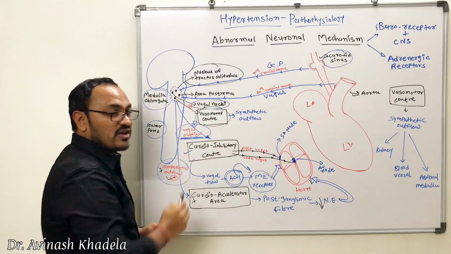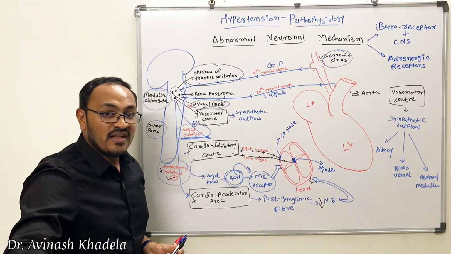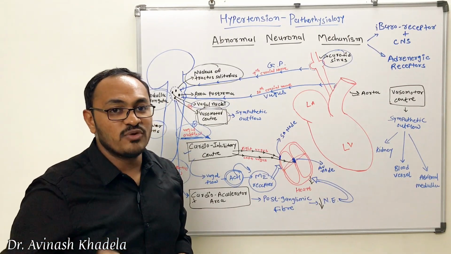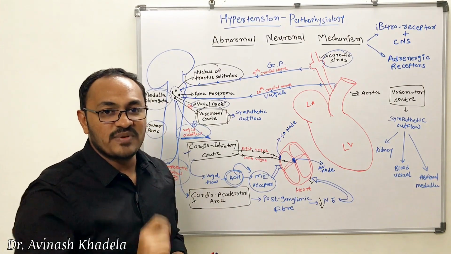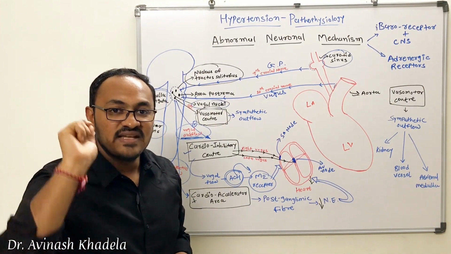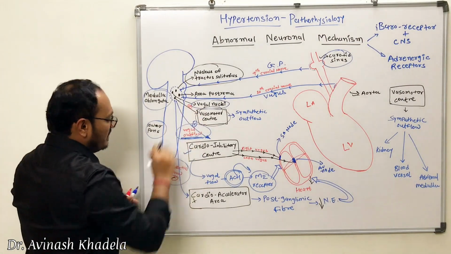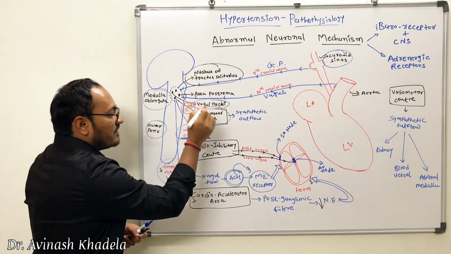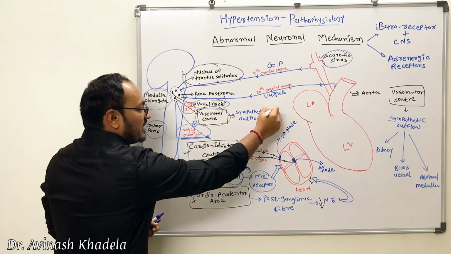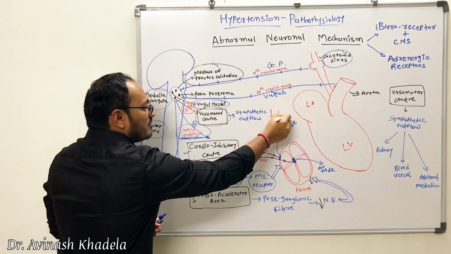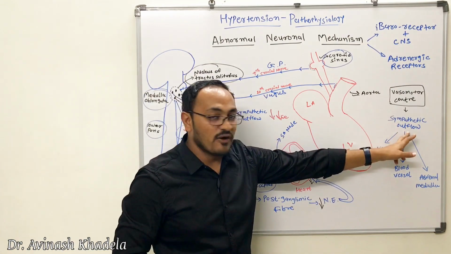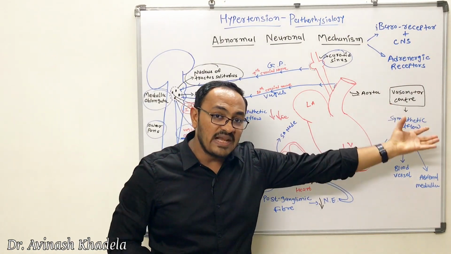Now this vasomotor center will be inhibited. Whenever there is a fall in blood pressure, the vasomotor center is stimulated. Whenever there is a rise in blood pressure, the vasomotor center is inhibited. Here there is an inhibition of the vasomotor center, and this inhibition decreases the sympathetic outflow. Whenever there is a decrease in sympathetic outflow, how will this help us?